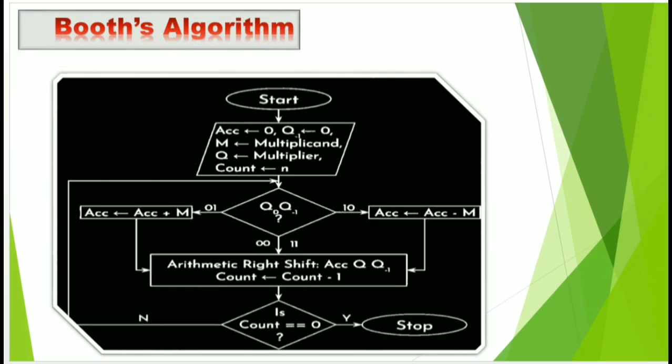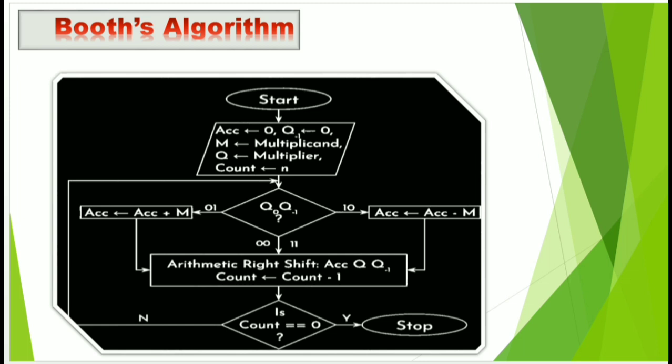Then, Booth's algorithm, a step-by-step guide. Booth's algorithm is a clever way of multiplying two binary numbers, especially used for numbers with both positive and negative numbers. It reduces the number of operations needed, making multiplication faster. Let's break down how it works using a flowchart.